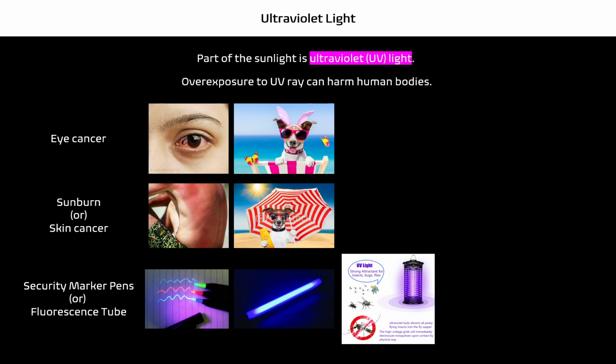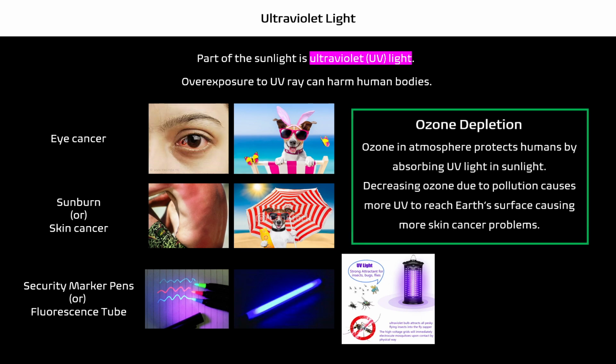Okay. So I want to talk about ozone depletion in relation to sunburn or skin cancer. Now, ozone, as you have learned in chemistry, is in the atmosphere, and it is the layer around the earth which protects humans by absorbing the UV light in sunlight. But in recent years, pollution has been occurring, and as a result, the ozone layer is decreasing, meaning that more and more of the UV rays are reaching the Earth's surface, and it's causing more skin cancer problems for humans.